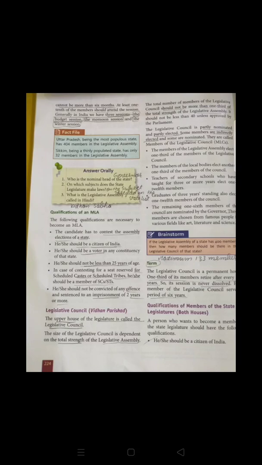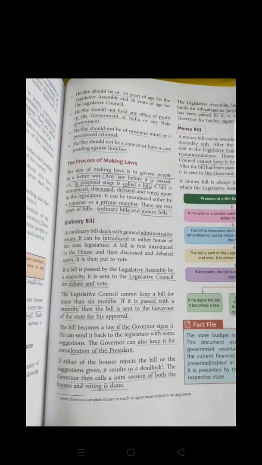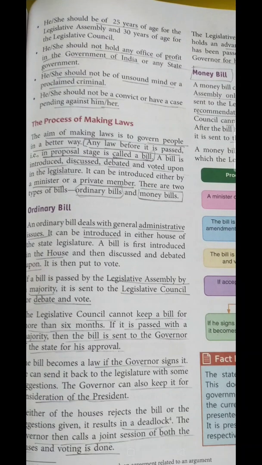Okay. So moving further, the qualification of the members of the state legislature, both the houses. Now we are talking about both the houses. Definitely the first and foremost qualification required to become a member is that he must be a citizen of India. And if I talk about the legislative assembly, the age for that is 25 years, and for the legislative council, the age is 30 years.